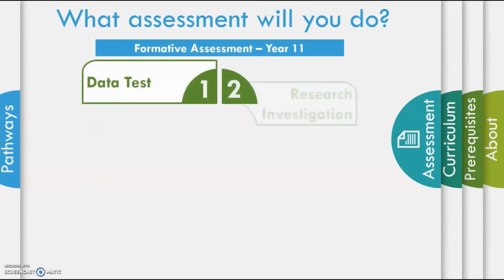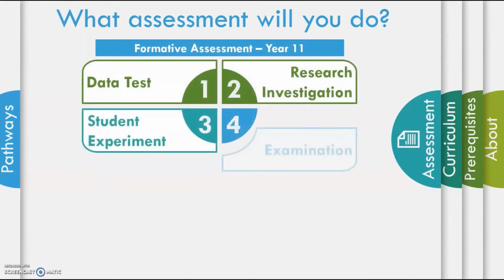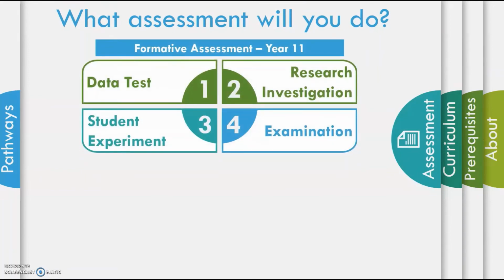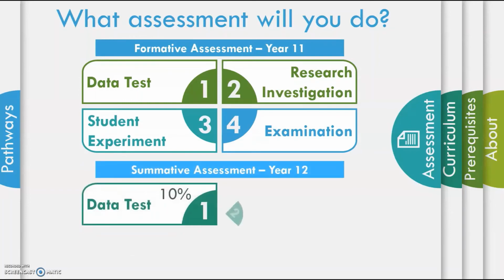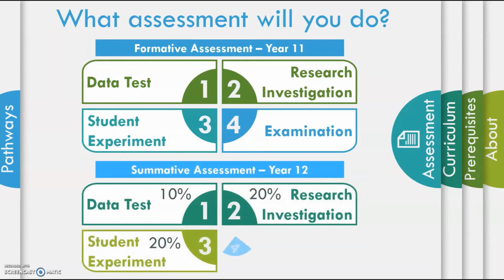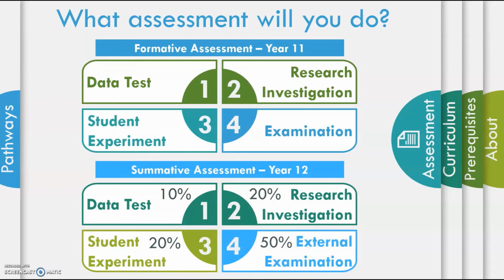In Year 11, you'll do a data test, research investigation, student experiment, and examination. In grade 12, those items will be repeated and the weighting stays the same. So the data test is worth 10% of your overall grade, research investigation 20%, student experiment 20%, and the external exam set by QCAA is worth 50% of your overall result.